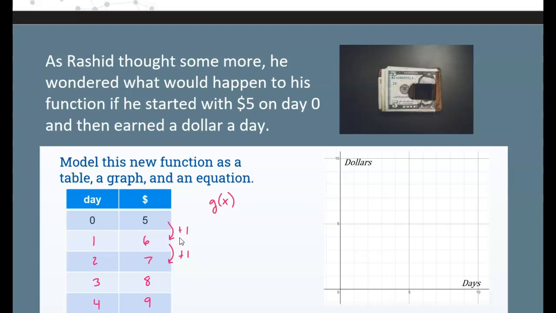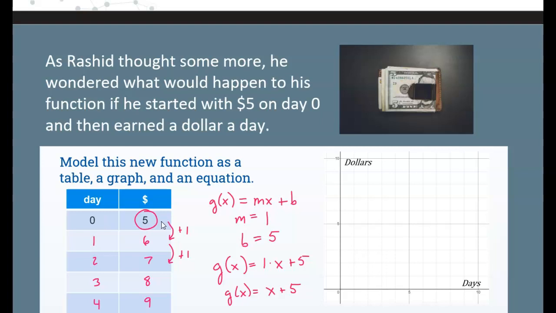This is arithmetic. We know that arithmetic sequences follow linear equation patterns. So when we have an arithmetic sequence, m is our slope, which is our common difference, m is 1. And then b is our value at 0. There it is, right there at 5. So our equation now will be g of x equals 1 times x plus 5. Or we might just write that as x plus 5, since 1 times anything is itself.